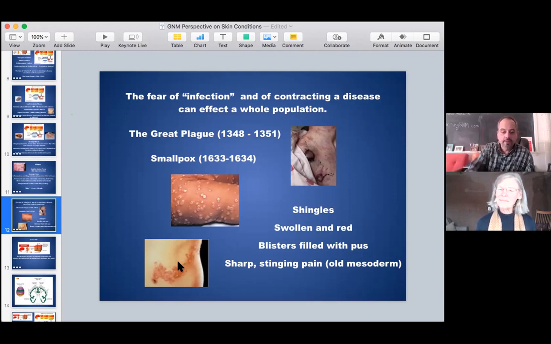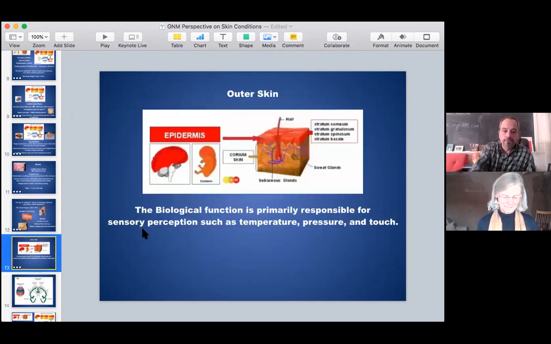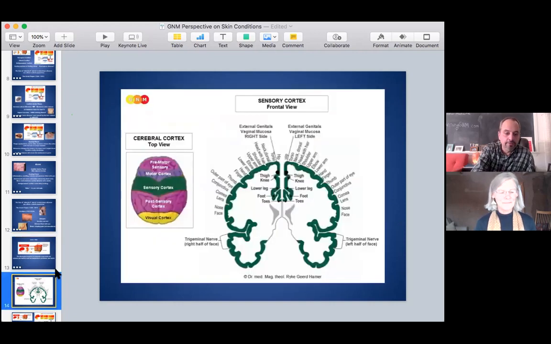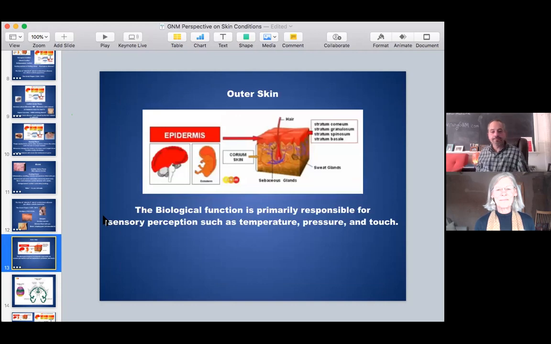So we're going to move now to the epidermis. I don't know if you want to take a moment to pause, but we're going to get into this, and we've got quite a few slides to cover.